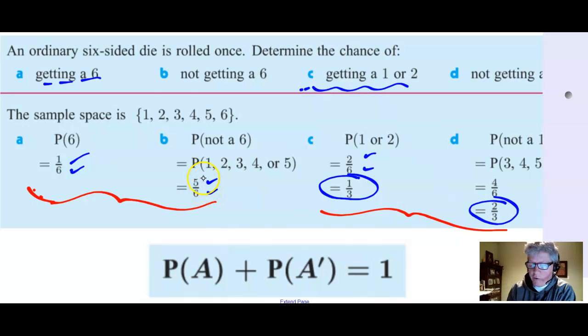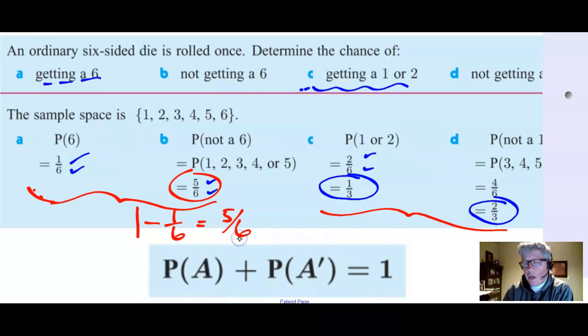Now, to get this 5/6, we could have said 1 minus 1/6 and gotten that 5/6. It was pretty easy to get the 5/6, but sometimes it's a little harder. If you have one probability, to find the complement probability, I would just subtract it from 1. It's done. It's always right.